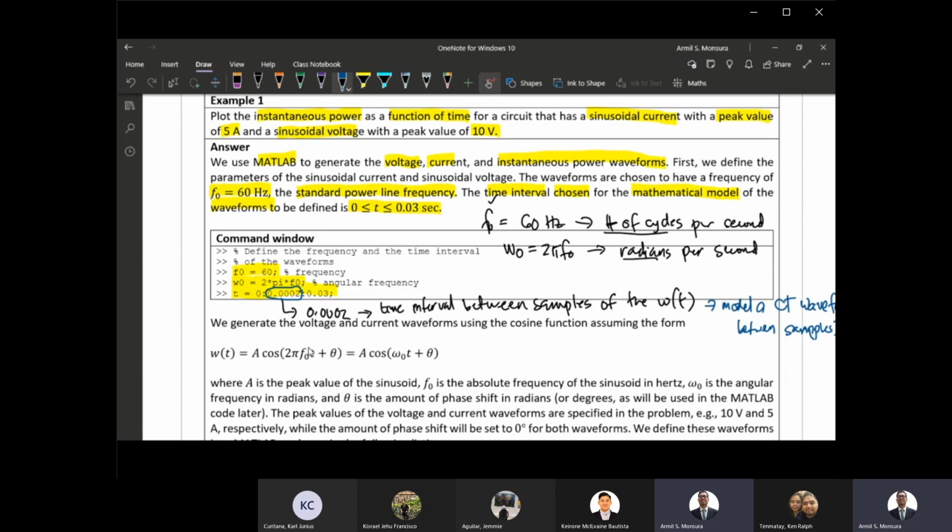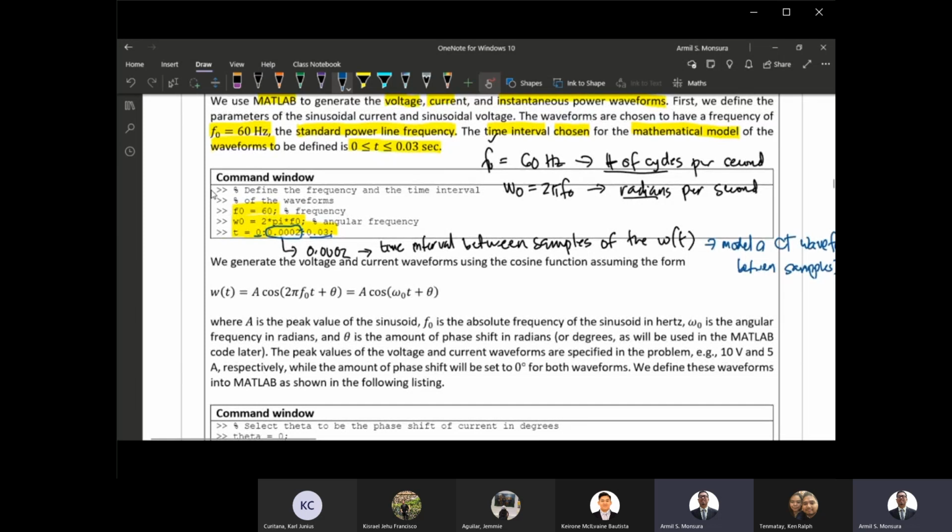Kaya lang, wag naman masyadong maliit kasi baka dumami naman masyado yung data points niyo. This also dictates how many data points you would have. So, mas maliit yan, ibig sabihin nun, for a fixed time interval, mas maliit yung interval between samples, that would imply more samples between t equals 0 and t equals 0.03. So, pagka masyadong maraming data points natin, baka mahirapan naman sa computation yung ating MATLAB. So here, we have defined the frequency parameters of your waveform.